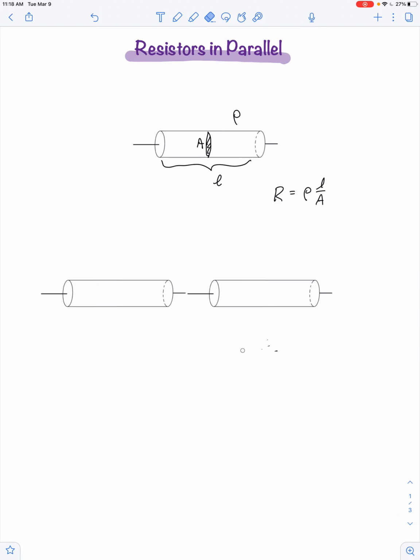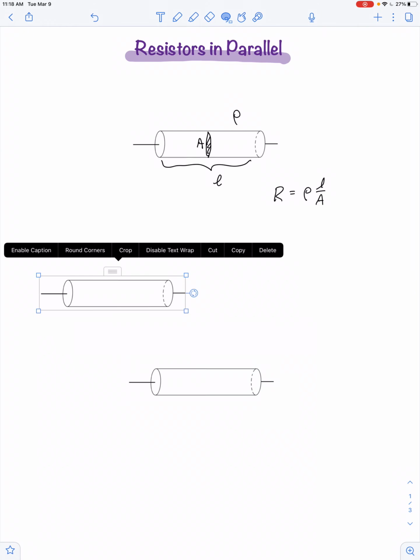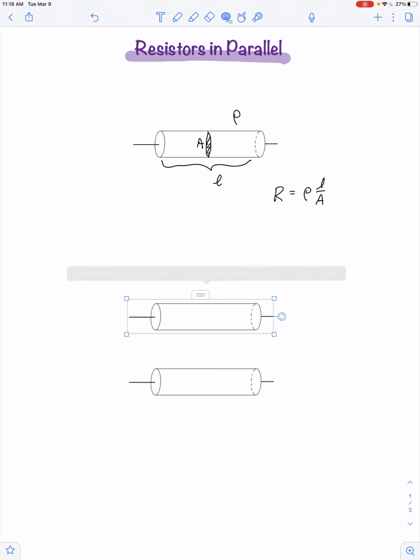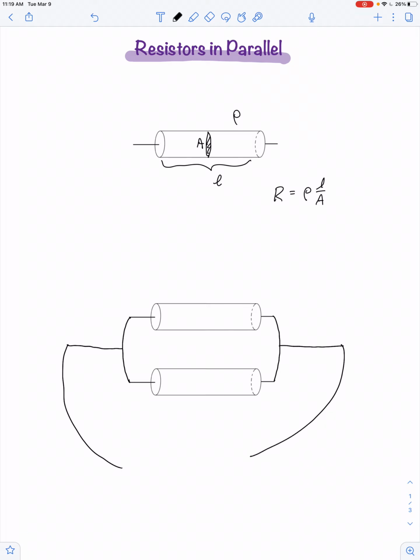Okay. Let's talk about resistors in parallel. So I might make a connection between two resistors by connecting wires to tie the ends together. And of course I need some wire so that I could connect all this to a battery if I wanted to. Well, regardless of the battery, here's two resistors connected in parallel with one another.